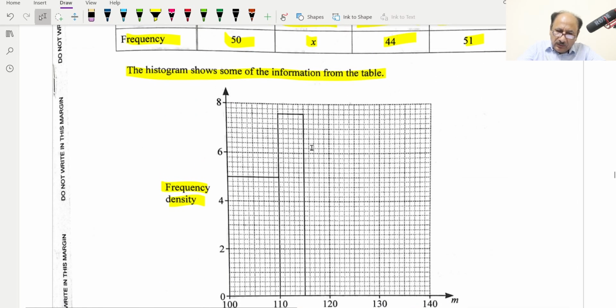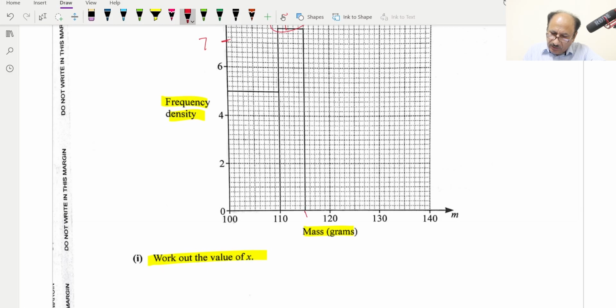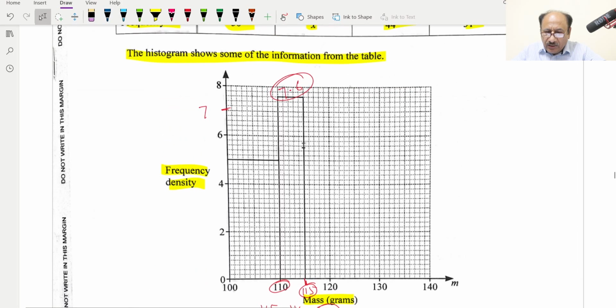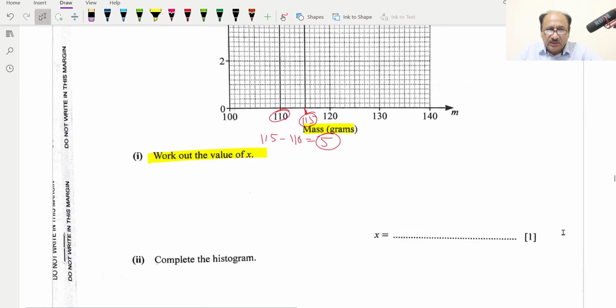If we check the height, this is 6.5, no, not 6.5, this will be 7 basically. So in between 6 and 8 is 7, so this will be 7.6. And this width is what? Width is from 110 to 115. So 115 minus 110 will be equal to 5. So width is 5 and height 7.6. So 7.6 multiplied by 5 is equal to 38. So this number will be 38, and we can show this number as 38 over here. This will be our answer.